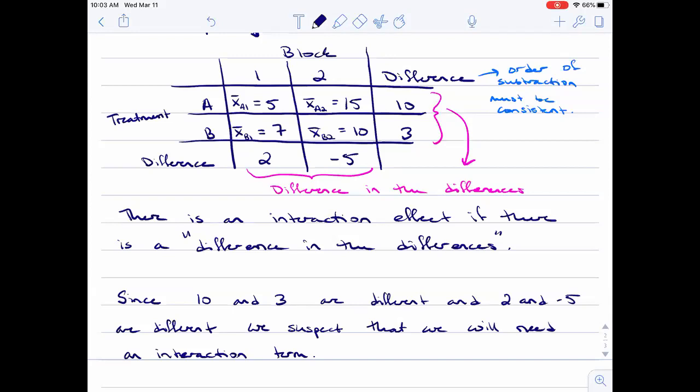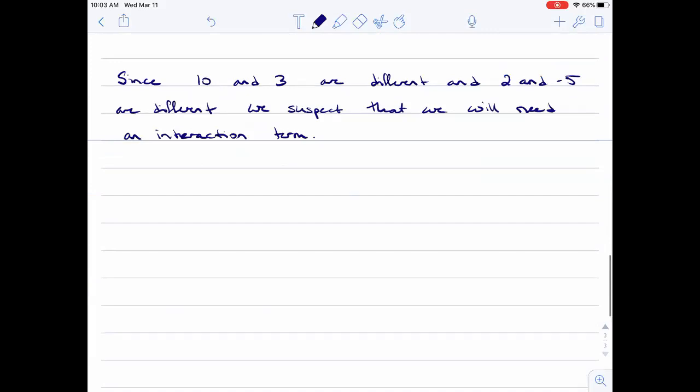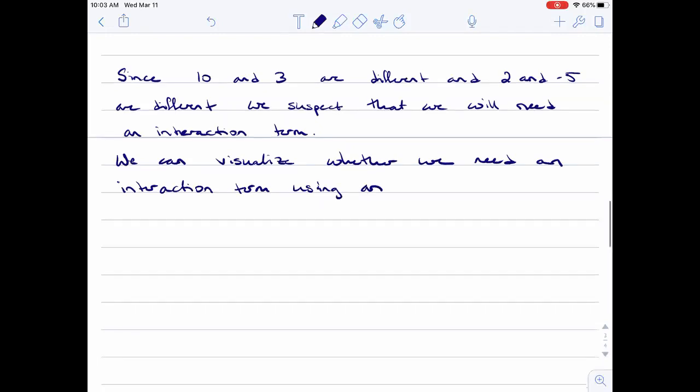And so what it's going to look like, so you've got this interaction plot. We can visualize whether we need an interaction term using an interaction plot.